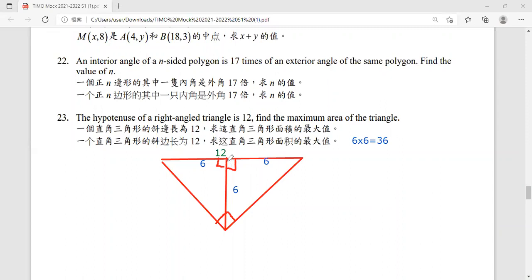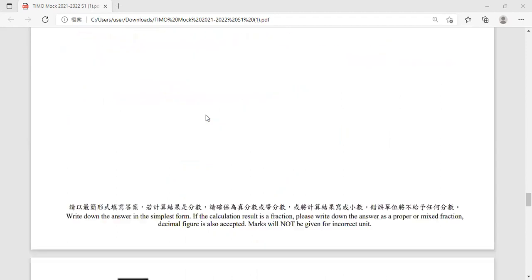This time you cut here again. Of course, you can do 12 times 6 over 2. But if you're smart enough, you can cut here again, and I put something here. Actually, I put some big thing back for you. Any questions? Okay. Question 24.